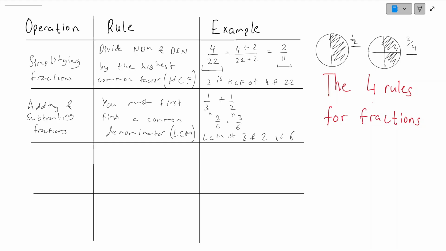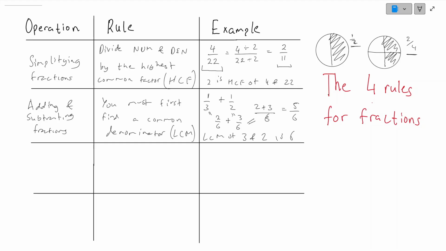Now what we can do is just add them up together, 2 over 6 plus 3 over 6. And the way you add this is you leave the denominator the same and you just add the numerators, which is 2 plus 3, which will just give you 5 over 6.